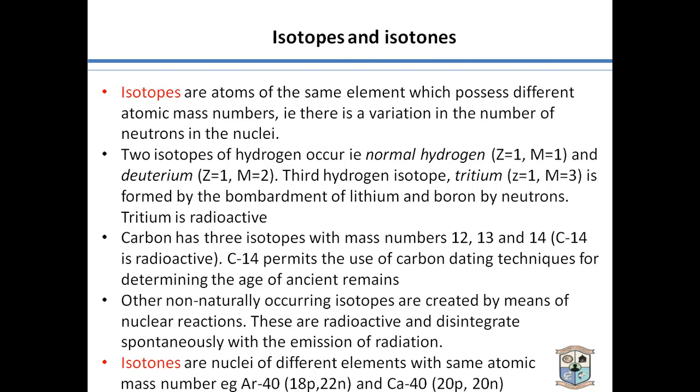Carbon also has 3 isotopes with the mass numbers 12, 13, and 14. While C14 is radioactive, carbon dating, remember, I hope that rings a bell. So your C14 permits the use of carbon dating techniques for determining the age of ancient remains. So in order for us to determine the age of ancient remains, we use C14.